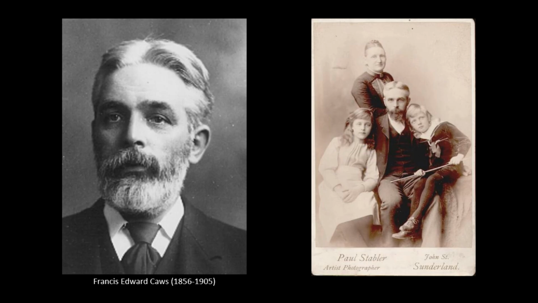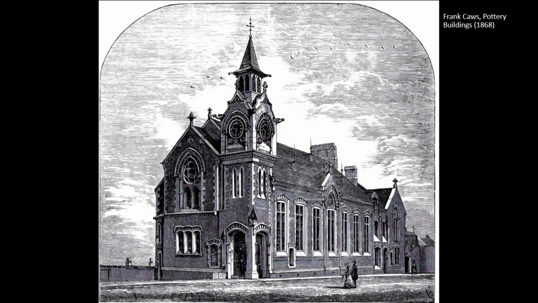Sunderland's most inventive architect was Frank Cause. He was born on the Isle of Wight, but came to Sunderland to work as managing clerk for the local firm Joseph Potts and Son. His first Sunderland design was the Pottery Buildings in High Street East. Built in 1868, these were funded by the Backhouse family as a community centre for the East End. They were named after a pottery that had occupied the site previously.